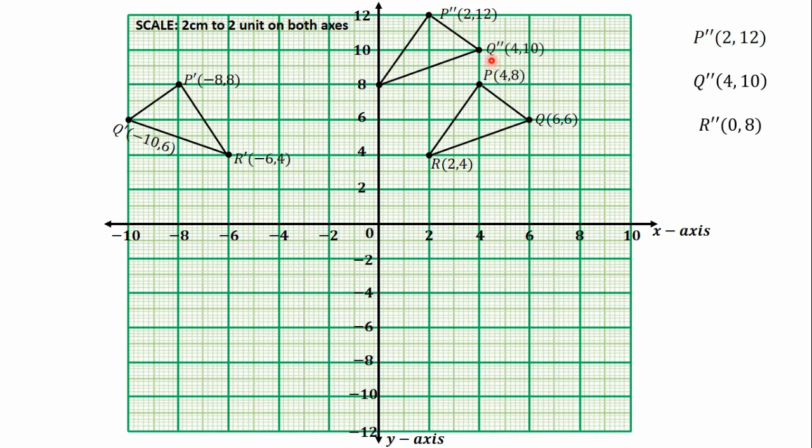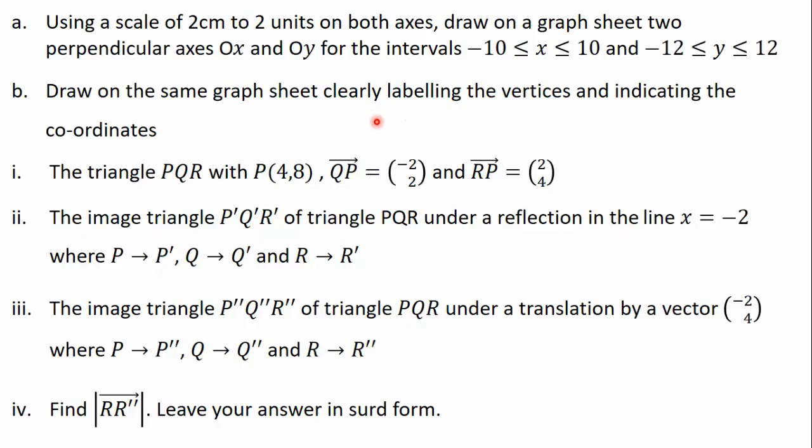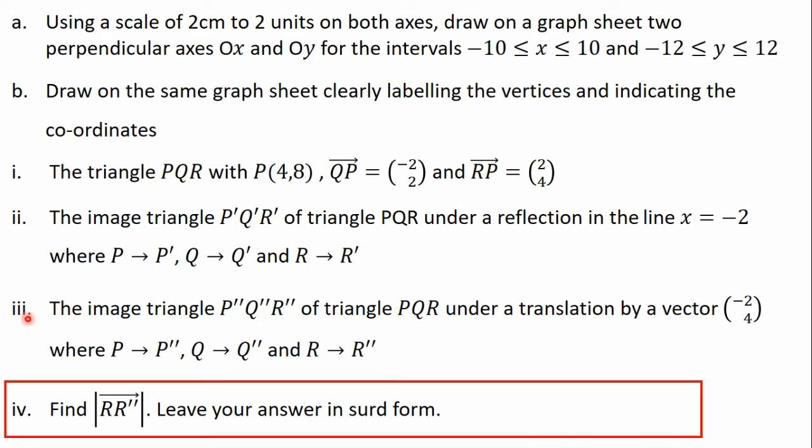This is point Q double prime, it has the coordinates (4, 10), and this is point R double prime. It has the coordinates (0, 8). We are done with the fourth part of our question. Let's move on to the last part.